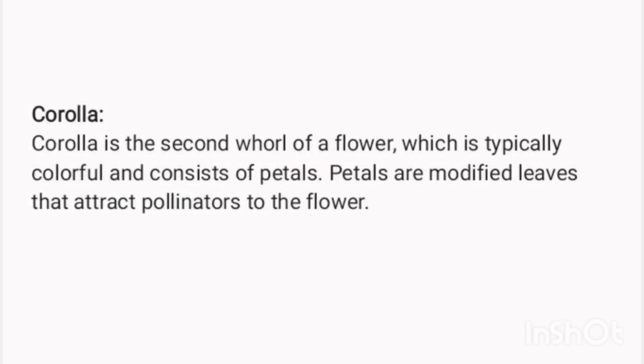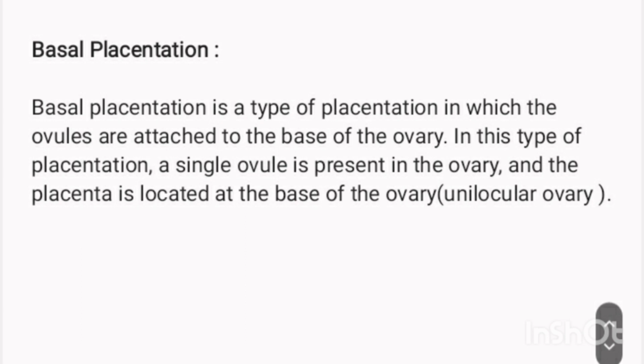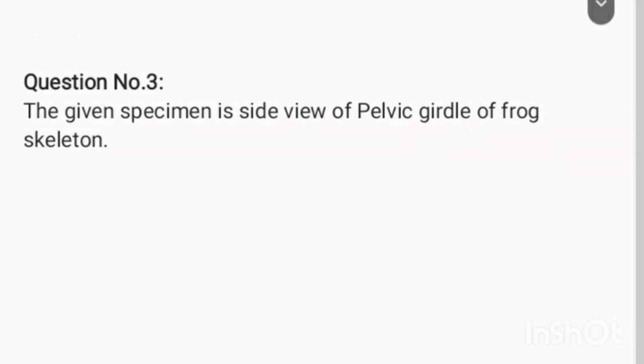Corolla. Corolla is the second whorl of a flower, which is typically colorful and consists of petals. Petals are modified leaves that attract pollinators to the flower. Basal placentation. Basal placentation is a type of placentation in which the ovules are attached to the base of the ovary. In this type of placentation, a single ovule is present in the ovary, and the placenta is located at the base of the ovary.